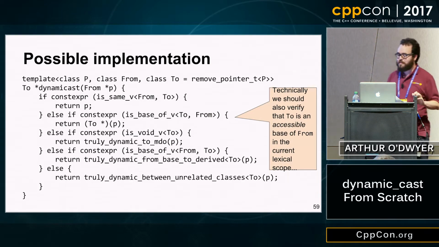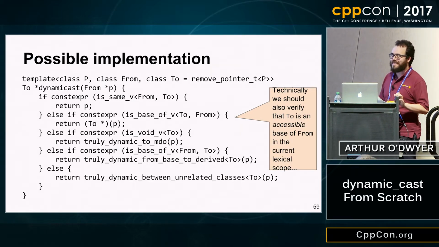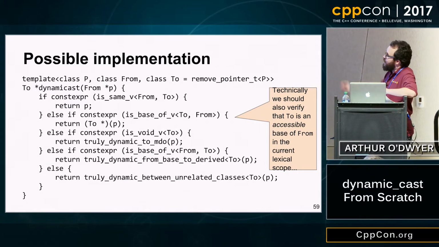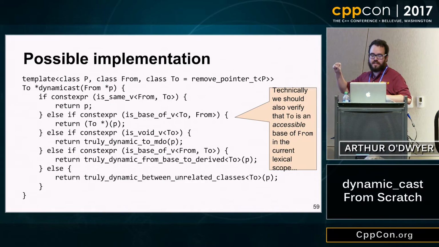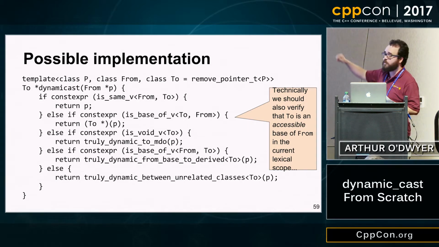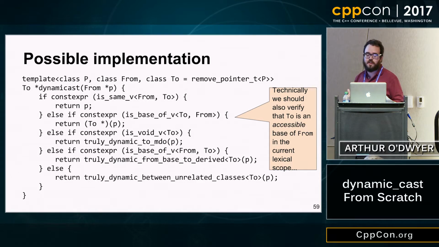So I wrote this template called Dynamic Cast. And it takes P, which here is a pointer type representing what we want to dynamic cast to, and it deduces what we've got as the argument from. It deduces from, and here T is the type we're casting to, and it's just remove pointer of P.